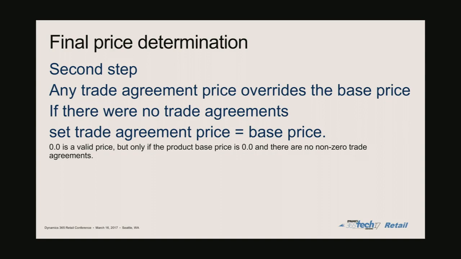So the only way that 0 is where you're still at is if both the product price is 0 and there are no non-zero trade agreements. That was interesting too. A couple releases ago, they relaxed the trade agreement to allow you to save zeros. You can even post them. The system ignores them, so it won't consider 0 the lowest price trade agreement. It just ignores it.